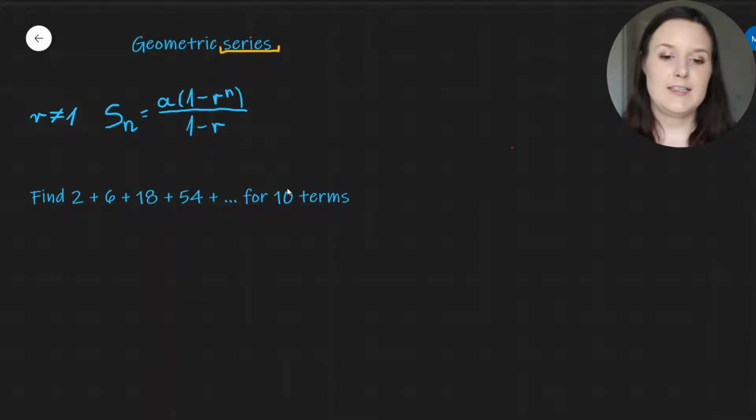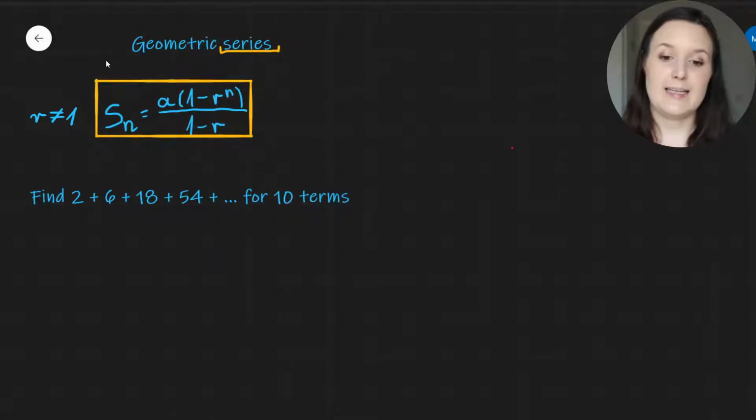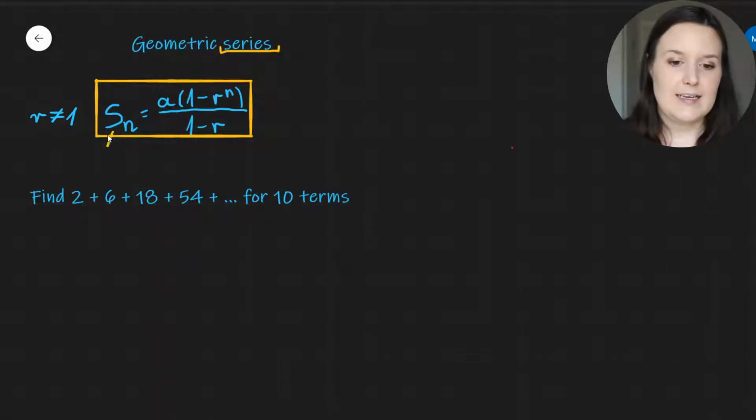Series, so the sum. To find the sum of terms in a geometric sequence, we have to use this formula. I will not get into detail on how to derive it or prove it. That's a topic for a separate video. In this video I will just show you how to use it. Sn is the sum of n terms.